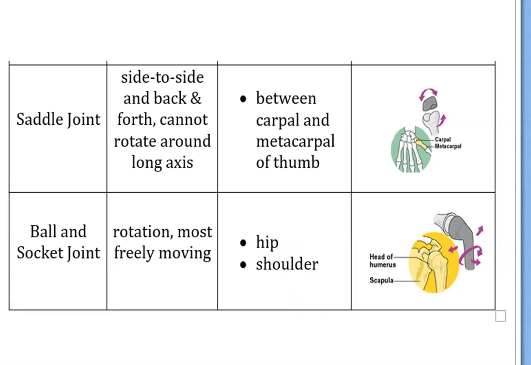So all 6 of these, again, would be matching on your test. You're matching the example to the type of synovial joint. It's called a synovial joint because it has that synovial fluid that is in that little space in between the two bones, and so the bones aren't directly touching.